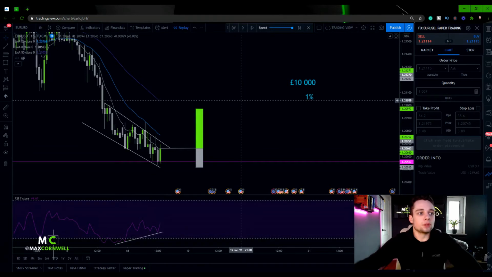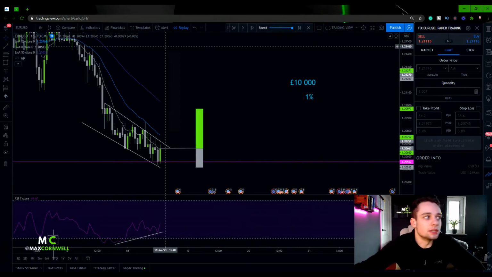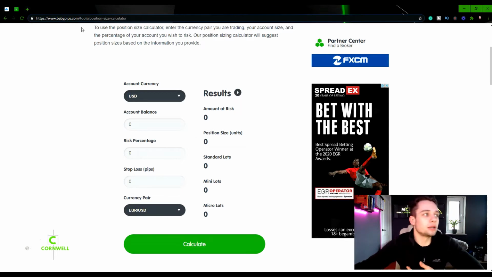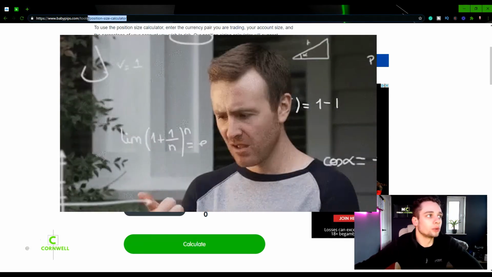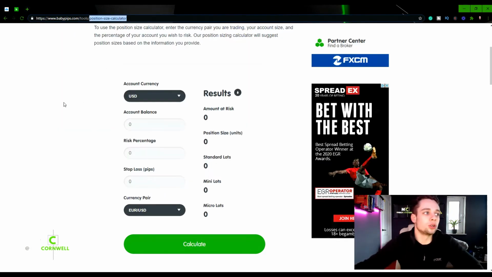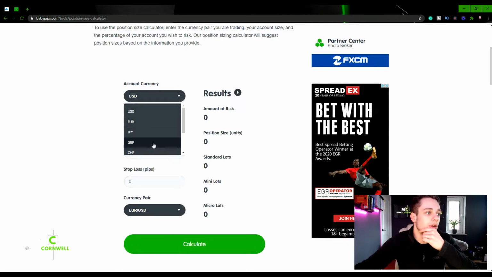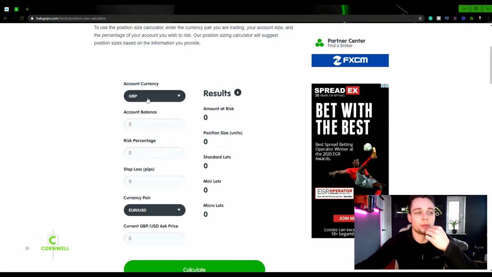How I calculate this is I use a website called Babypips. I use a position size calculator on Babypips, which is very simple and easy to use. It's going to ask you for a few metrics that you've got to input. First, your account currency, which is Great British Pounds. Account balance, we said 10 grand, and we want to risk 1%.